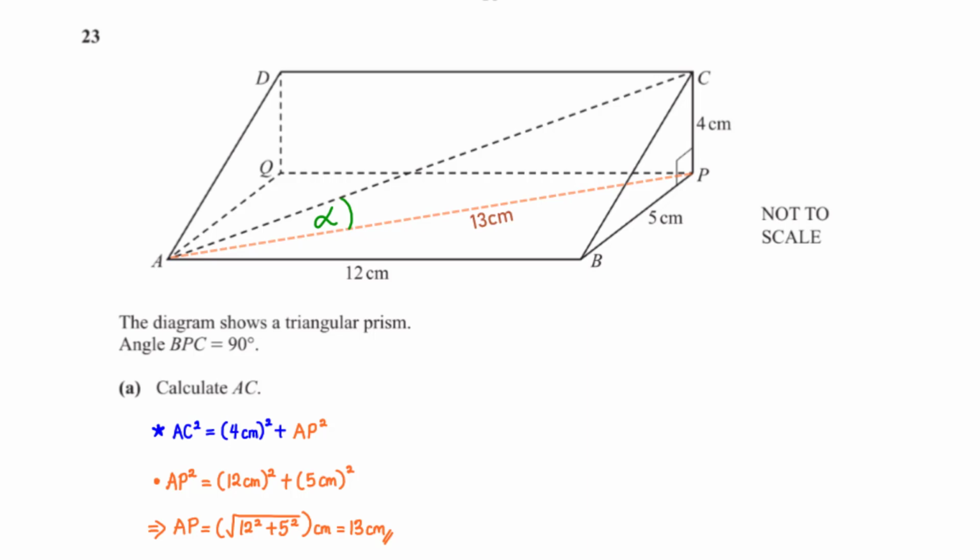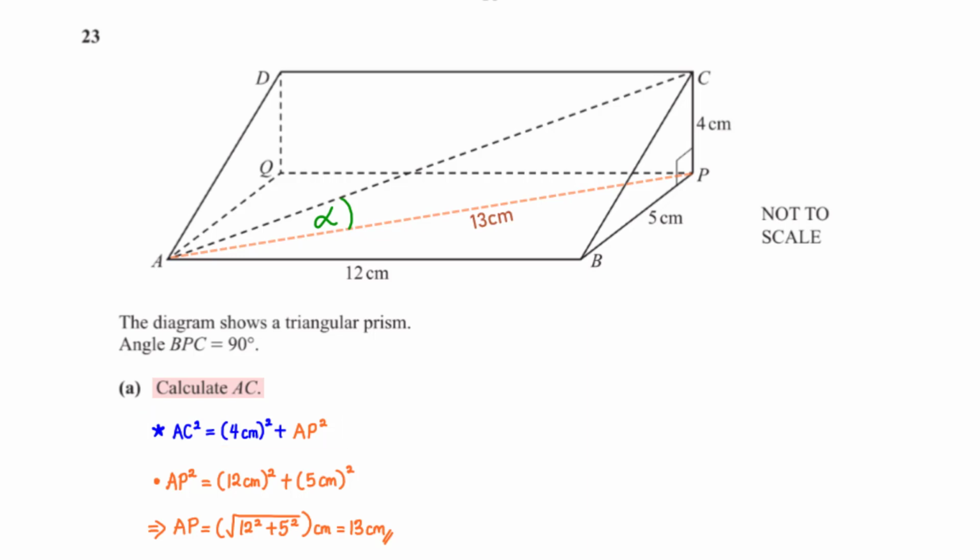The diagram shows a triangular prism. Angle BPC is 90 degrees. Calculate AC. AC is the hypotenuse of the right-angled triangle APC. So by applying the Pythagoras theorem, we have AC squared equals 4 centimeters squared plus AP squared. We need to find the value of AP.